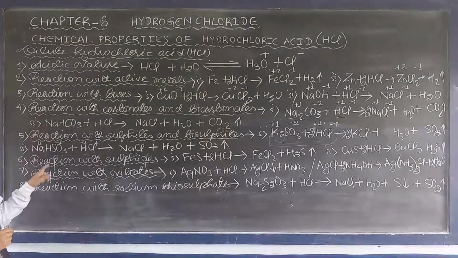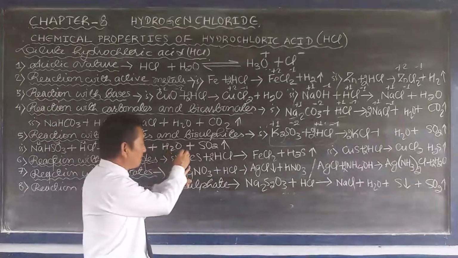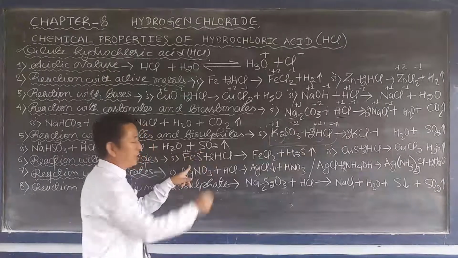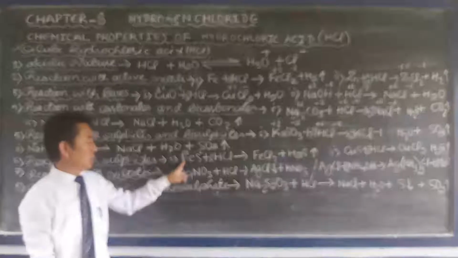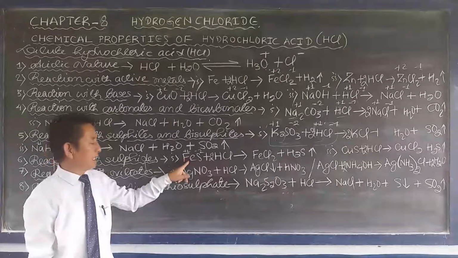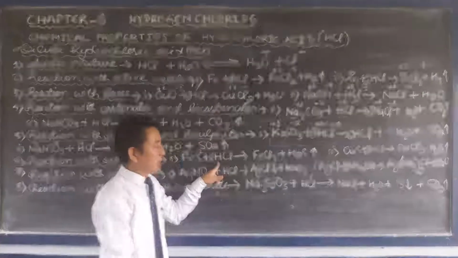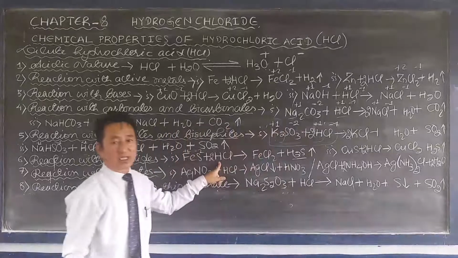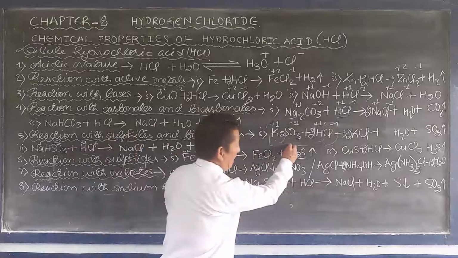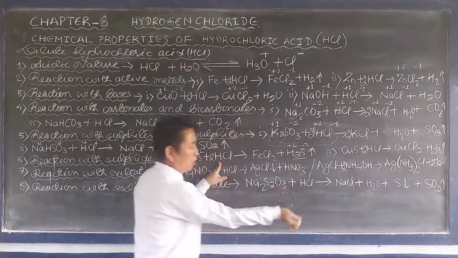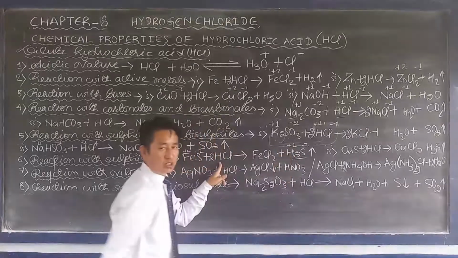Now, reaction of dilute acid with sulfide salt. Ferrous sulfide. Here both the valency of iron and sulfur is 2. On interchanging their valency, the 2s cancel, so the molecular formula of ferrous sulfide is FeS. When it reacts with hydrochloric acid, we will get hydrogen sulfide gas, H2S, which has a rotten egg smell. Here the valency of hydrogen is 1, sulfide is 2. On interchanging their valency, the molecular formula of hydrogen sulfide is H2S.